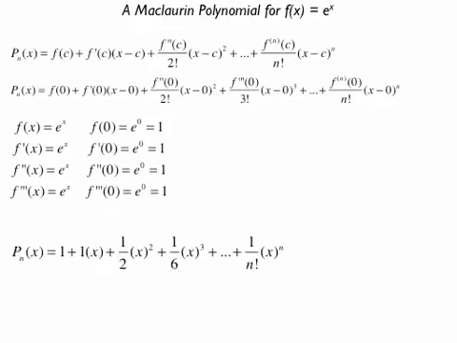And then for the nth derivative, notice every single derivative is 1, so I replace the nth derivative evaluated at 0 with 1 over n factorial, and then we have x to the n power. So that's a Maclaurin polynomial for f of x equals e to the x. That's how they built sine. It's just that we did it for e to the x. And this is just simplifying there.